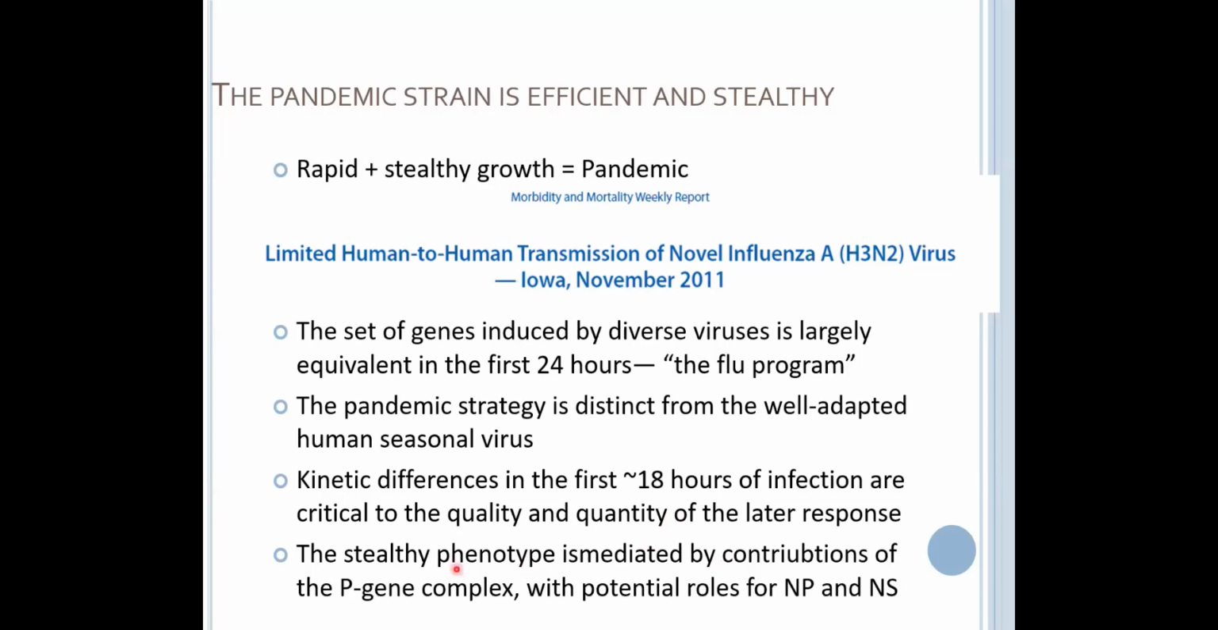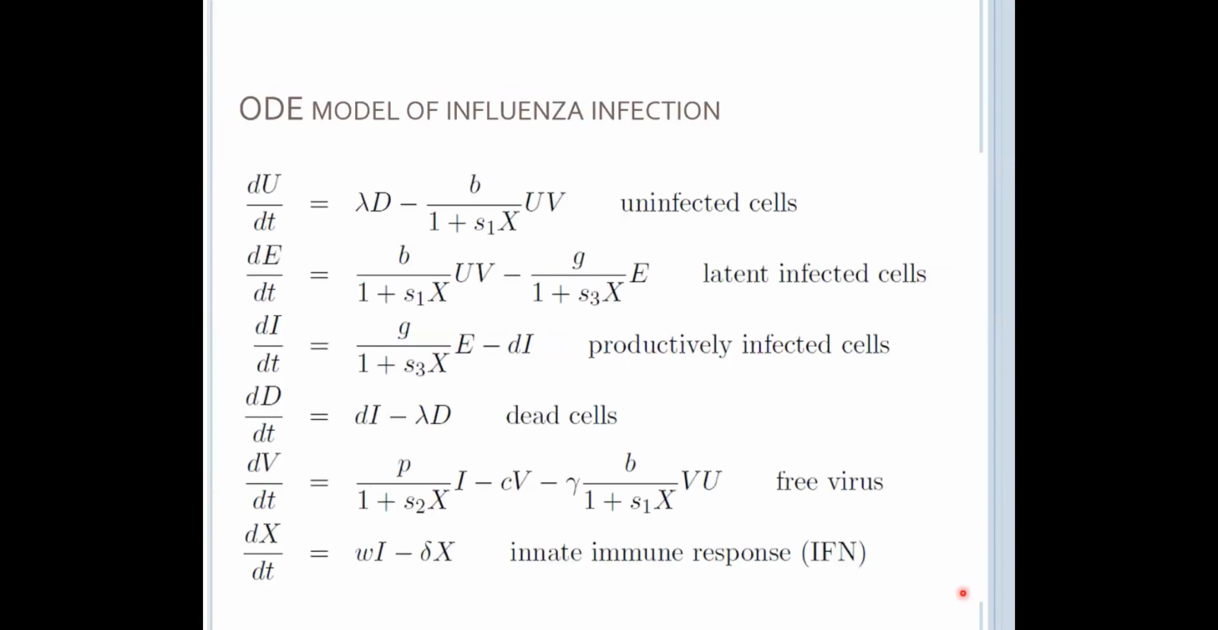And we think the stealthy phenotype is mediated by contributions of the entire polymerase gene complex, with potential roles for both the nucleoprotein and the NS gene segments. So now we can remodel our situation and see if we can now capture the dynamics that we actually see in culture. And we're going to introduce an immune response, which is this X here.